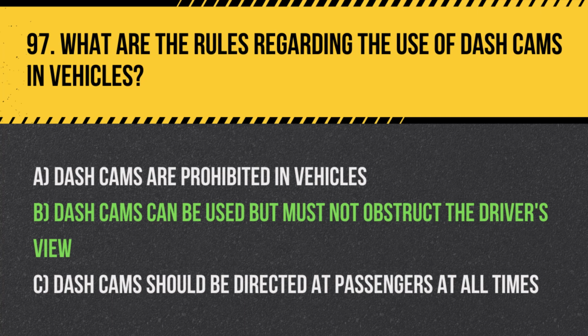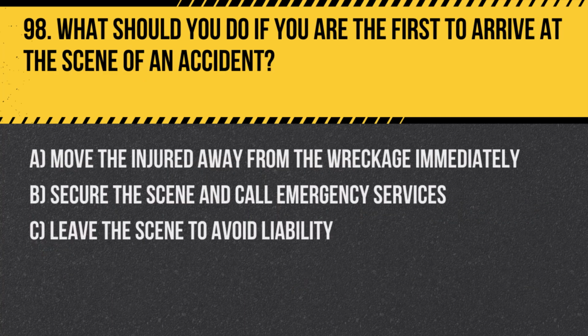driving. Question 98. What should you do if you are the first to arrive at the scene of an accident? A. Move the injured away from the wreckage immediately. B. Secure the scene and call emergency services. C. Leave the scene to avoid liability. Answer. B. Secure the scene and call emergency services. If you are the first on the scene, secure the area to prevent further accidents and call for help, providing aid only as safely possible.